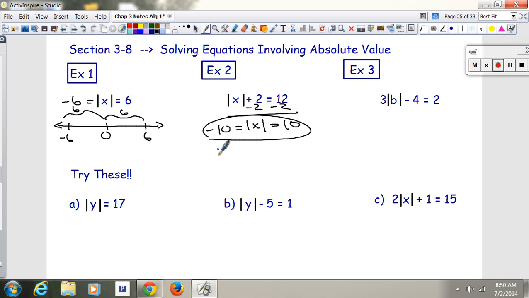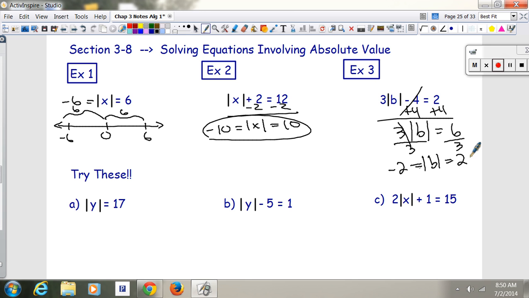Distance is away from 0. Here, if you added 4 to both sides, you get 3 times absolute value of b equals 6. Then divide by 3 because absolute value is not by itself yet. So you're going to get absolute value of b equals 2. Now you can put the other equal sign in the negative 2.